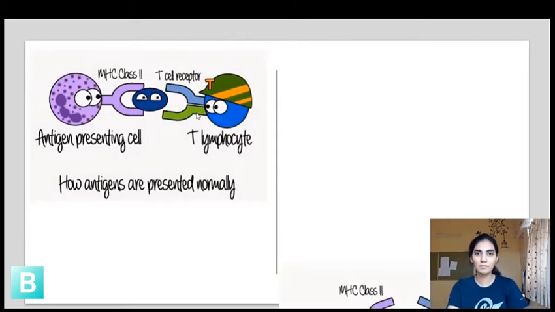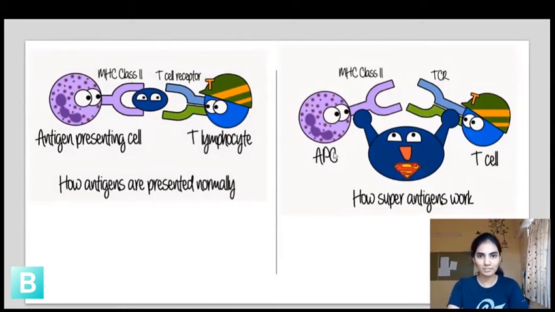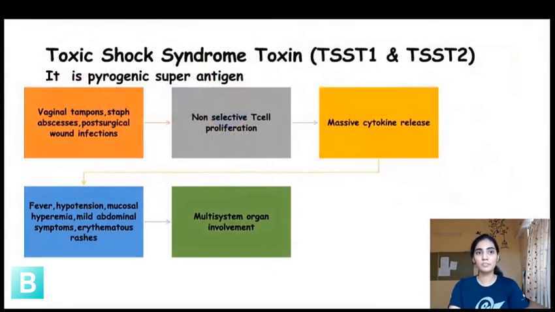But that's not the case with superantigens. Superantigens do not require the processing by these antigen presenting cells. They just bind laterally to the MHC class II and non-specifically to all the T cells which have this variable portion. So there is a massive T cell production, which leads to a syndrome called toxic shock syndrome.